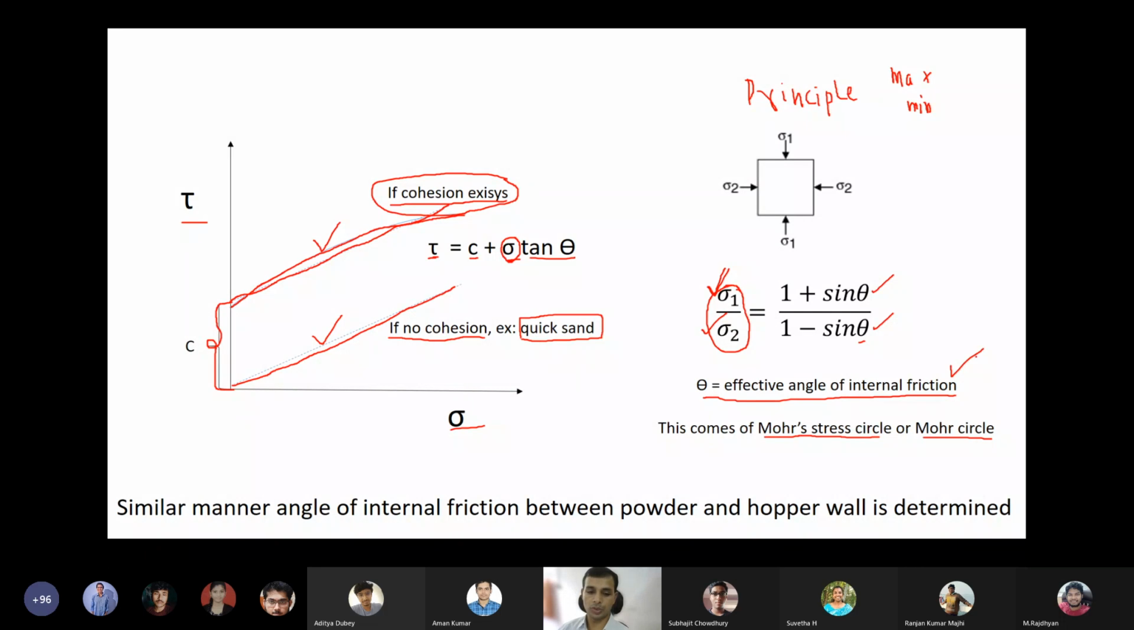This is commonly used. In a similar manner, the angle of internal friction between powder and hopper wall was also determined, which I explained before. So today so far we have learned three things. One is the critical unconfined yield stress, the angle of internal friction, and the angle of friction between the powder and the wall or the silo construction material. We have learned three concepts. Hope you all understood up to this point. If you have any doubts, kindly ask me now.